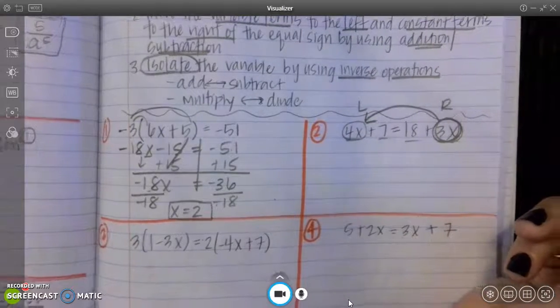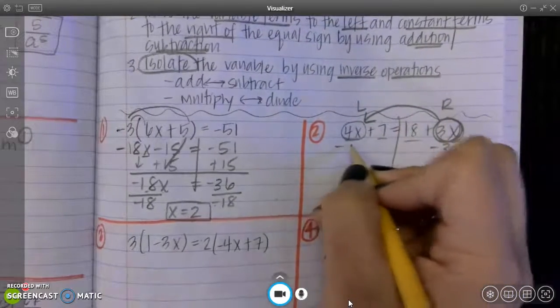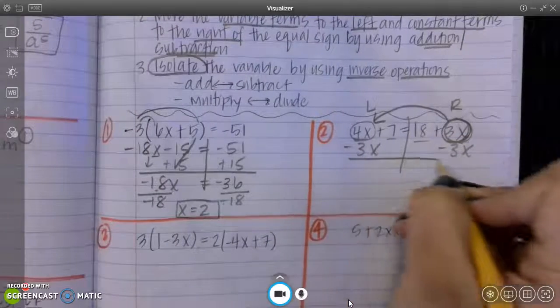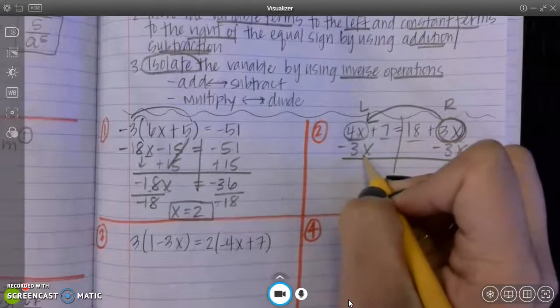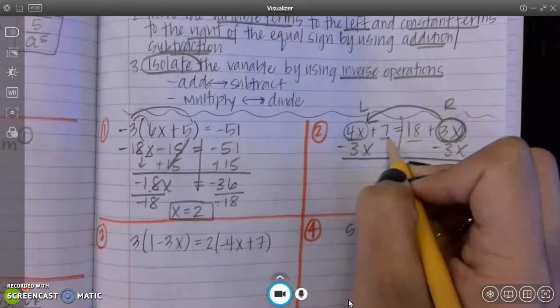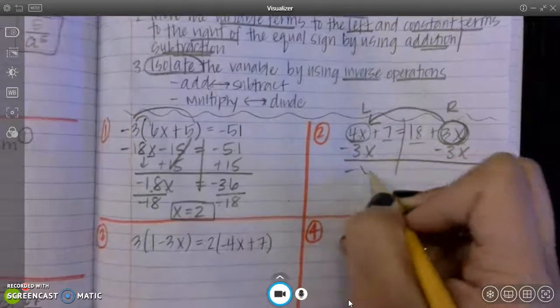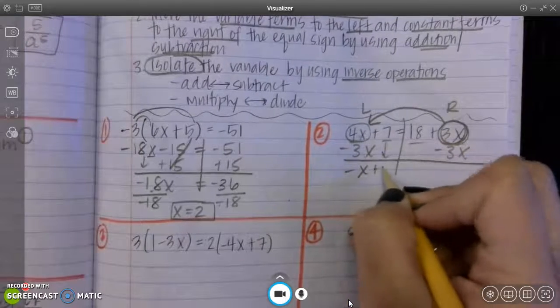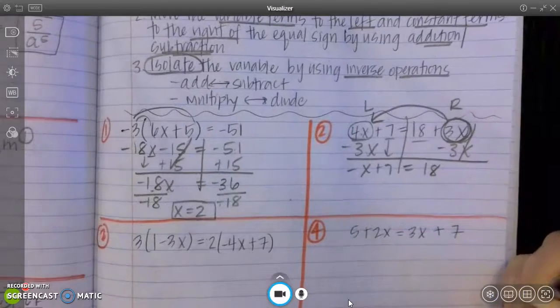How are we going to move this positive 3x? By subtracting 3x. 4x minus 3x. Why did I put the negative 3x underneath here? Because this is its like term. I would not put it underneath the positive 7. That's not its like term. 4 minus 3 is negative x. Bring down the positive 7 equals 18, since this cancels.